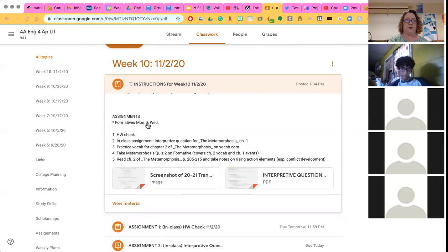So this week you have formatives on Monday and Wednesday because it's a B week. So do check in for those. 1 and 2 we already did. So those are kind of like already off the list, but I put them on there just in case you still need to post your picture or if you still need to do the interpretive question.